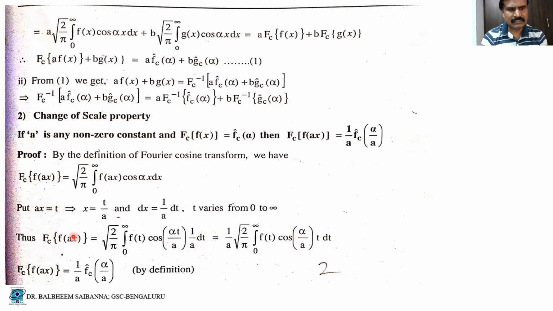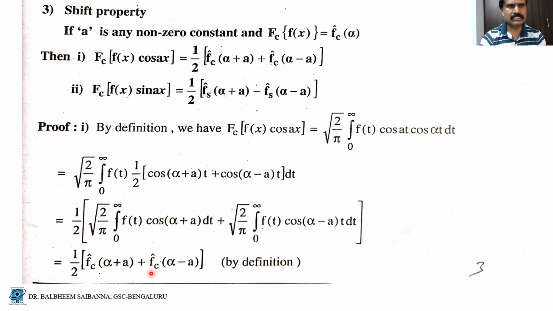Again look here, this is as it is in the right hand side. Again look at this integral. Wherever f(x) is there, f(t) is there. Wherever cos alpha x is there, cos alpha by a t is there. By using the definition of the Fourier cosine transform, 1 by a as it is constant, this integral you can write as F_C cap alpha by a. Here alpha by a is there, that is why it is alpha by a. That's all, by the definition of the Fourier cosine transform.